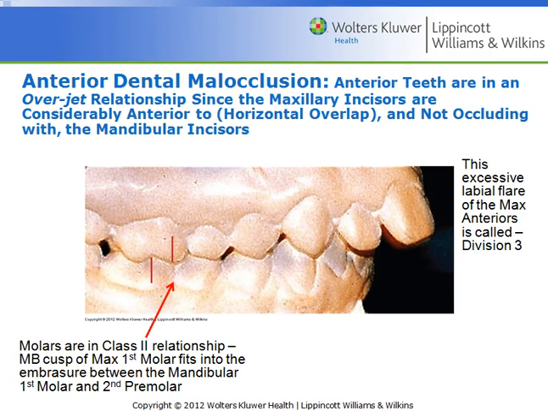In this slide, you see the molars in a class 2 relationship, but there is an excessive labial flare of the maxillary anterior teeth, which is referred to as division 3. Although most orthodontists do not use this terminology, in Europe it is very common.